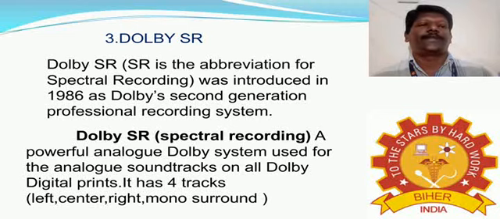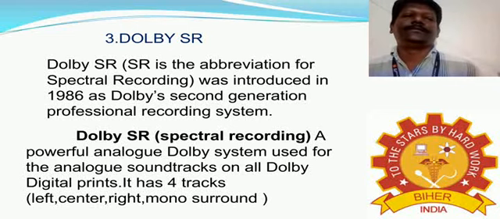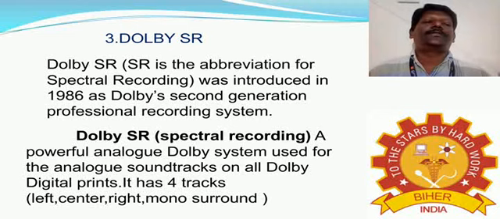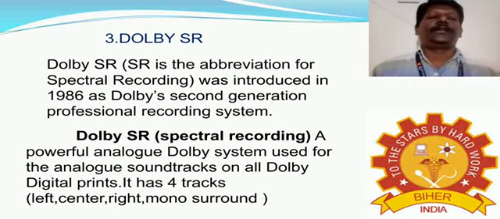So it has 4 tracks: left, center, right, and mono surround. But we can record only 2 tracks on 35 mm film. But this format has 4 tracks. So how can we record these 4 track informations on 35 mm film? These 4 track sound informations will be encoded as 2 tracks, as left total and right total. Then it will be transferred to the film. This process is done in recording theater.